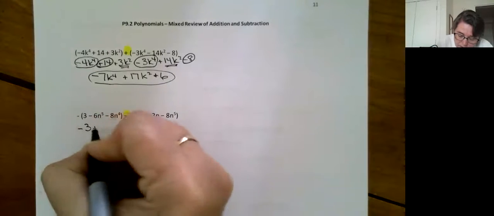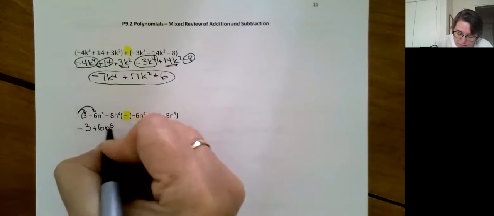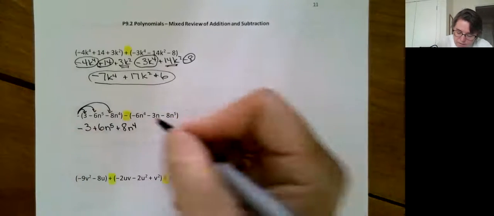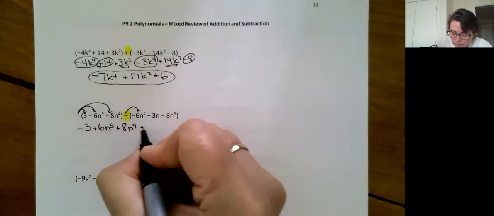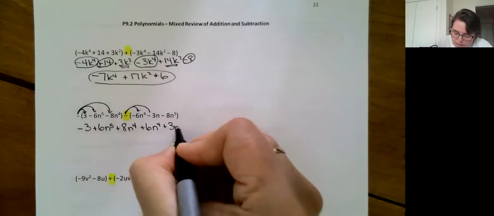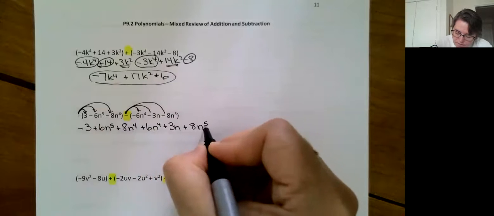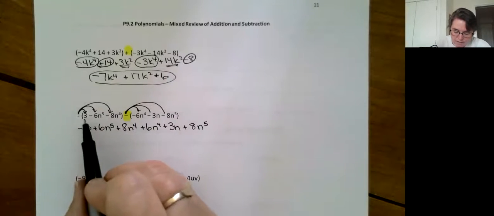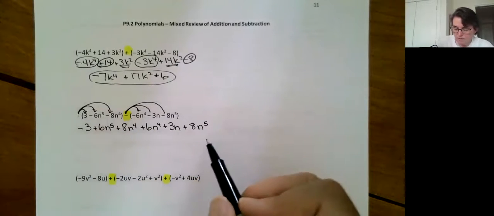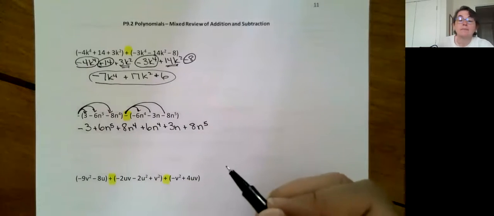Minus 3 and distributing, plus 6n to the fifth, plus 8n to the fourth, distribute plus 6 and 4, plus 3n, oh my goodness, plus 8n to the fifth. I'm going to double check. Sign change, sign change, sign change, sign change, sign change. Okay, so all my signs are changed and double checking my variables. Okay, I think I'm good.